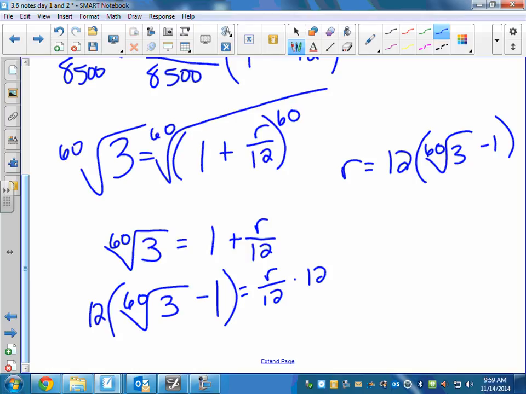We're looking at an interest rate here, so we should get a decimal, right? That makes sense. So I'm going to take 12 times... To do the 60th root, you have to hit 60 and then that button, the one above the caret. If you hit second and caret, it's the X root. So you have to hit 60 and then that. Or you can just do caret 1/60th power.